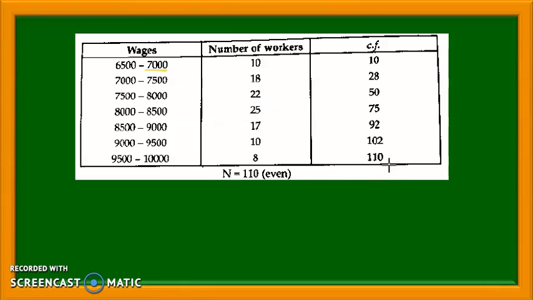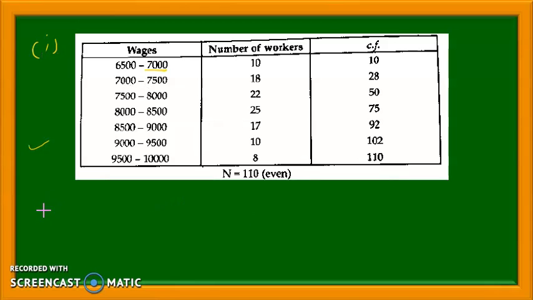At the end you can see the total number of workers is equal to the last class interval's cumulative frequency. So it is 110, an even number. This is the first part we did, the cumulative frequency table.